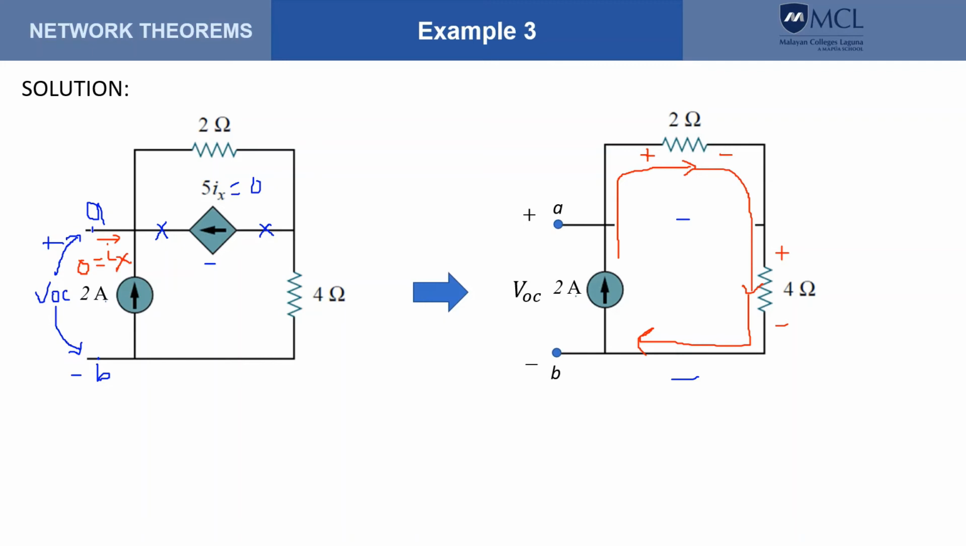To solve VOC, I look for a loop that does not contain a current source and traverses VOC, and this should be this loop here. Okay, so from there I can write my KVL equation as that one. So minus VOC plus 2 times, I combine the 2 and the 4, so times 2 plus 4 equals 0. And from there, I can get my VOC.